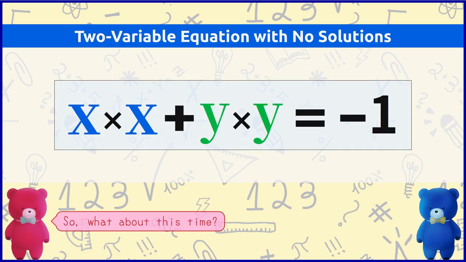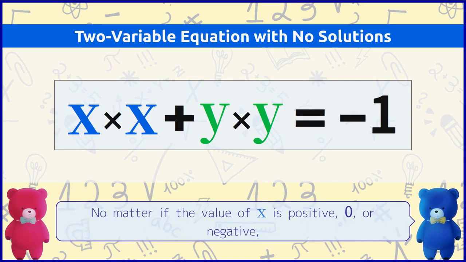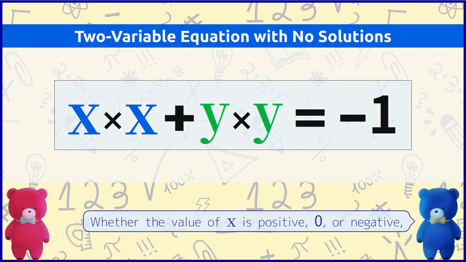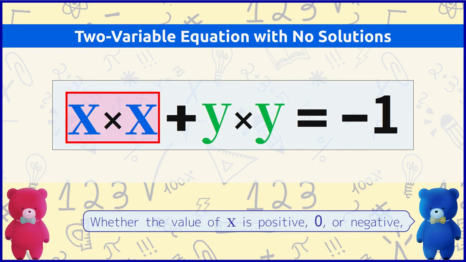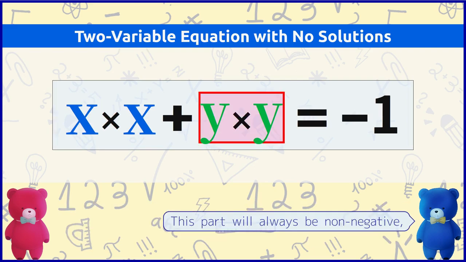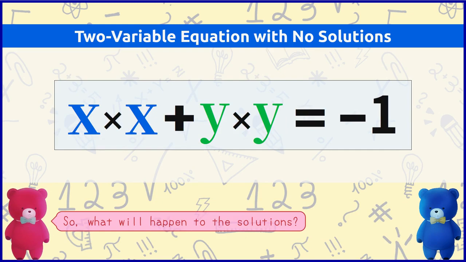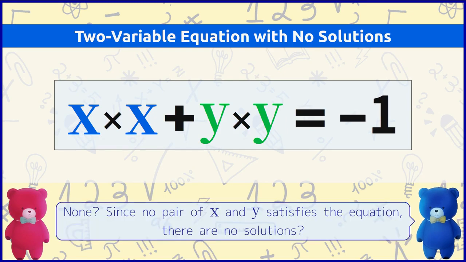So what about this time? Oh, I see. Just like before, no matter if the value of x is positive, 0, or negative, and no matter if the value of y is positive, 0, or negative, this part will always be non-negative. So, adding two non-negative things, the left side will always be non-negative. So what will happen to the solutions? Since no pair of x and y satisfies the equation, there are no solutions.